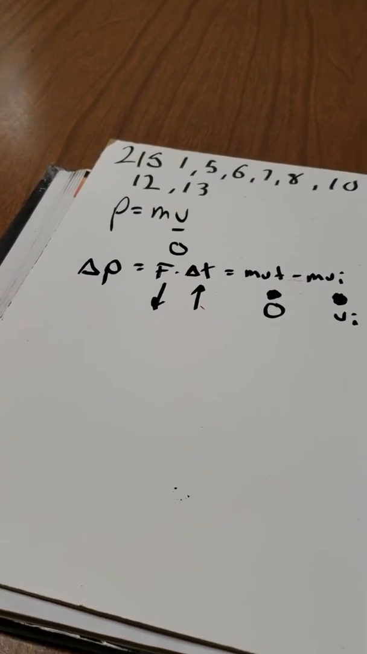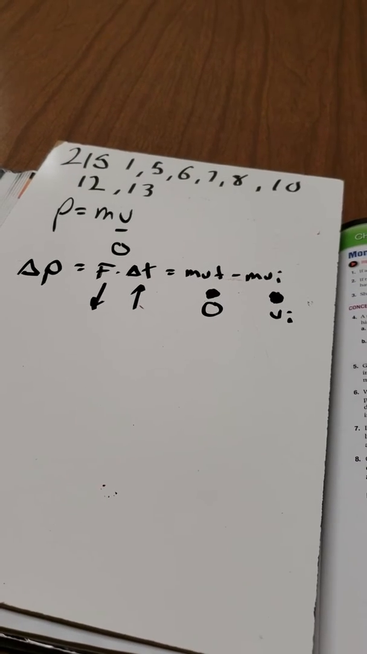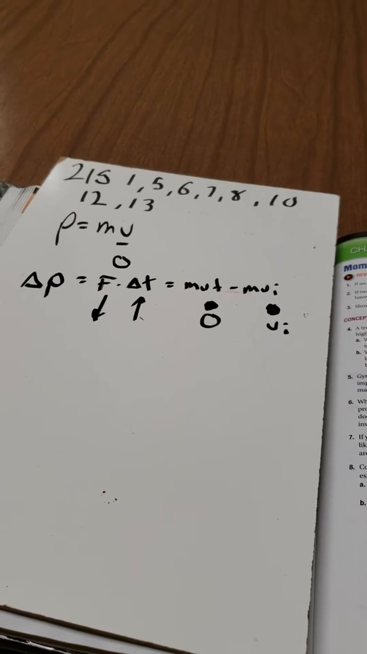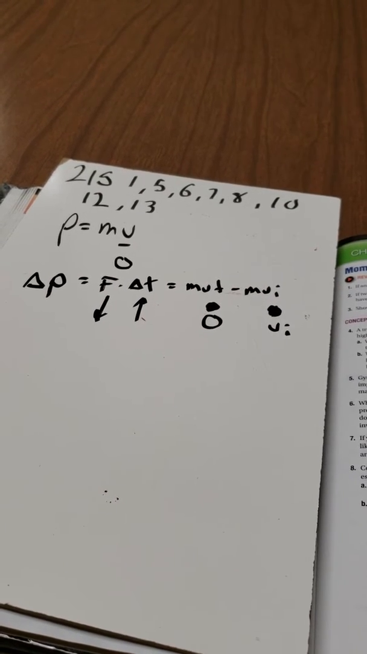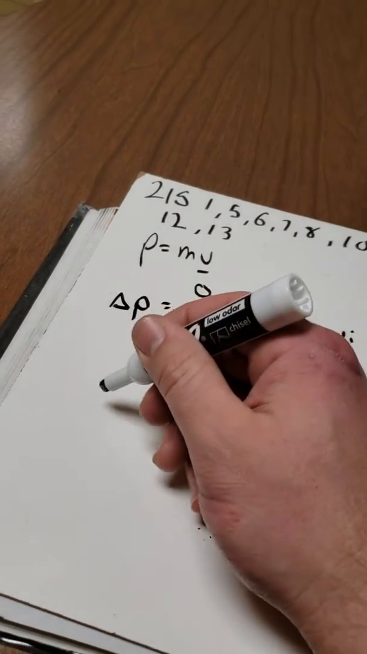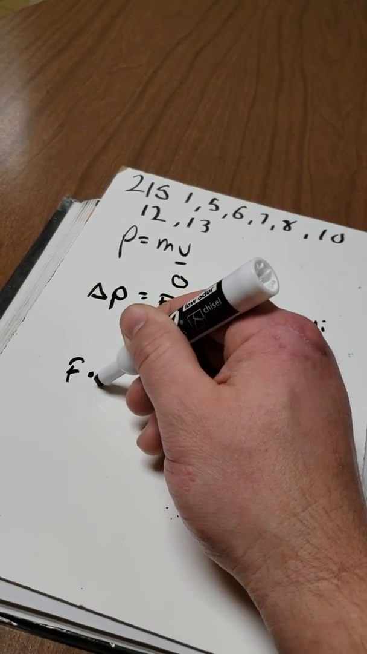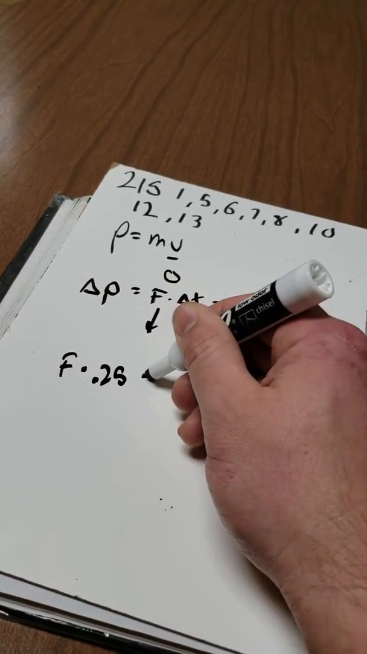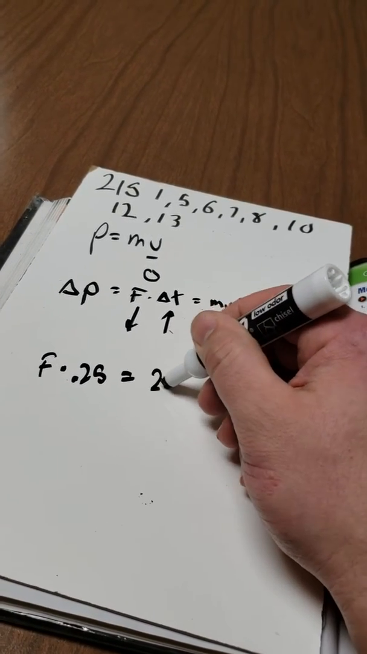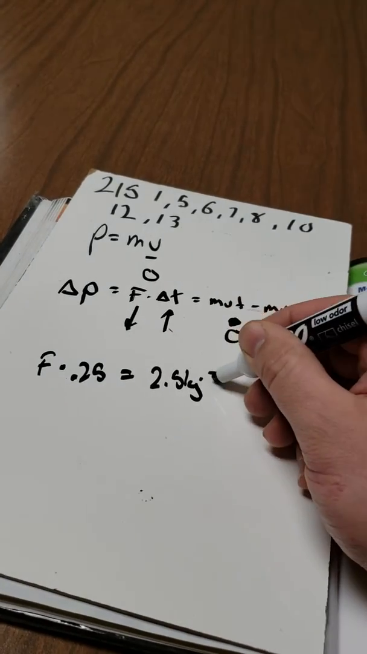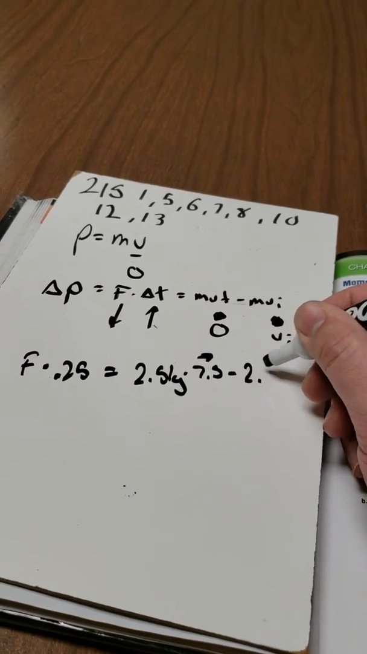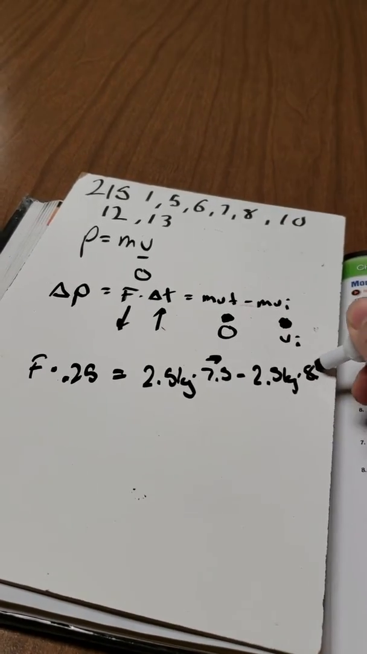And then let's do a calculation. Number 12: a 2.5 kilogram ball hits the wall at 8.5 meters per second to the left, and bounces back at 7.5 meters per second to the right. If it happens for 0.25 seconds, what's the force? So we're going to use this equation right here. The force times 0.25 equals, we'll put our mass down, our vf is 7.5 to the right. So 2.5 kilograms times 7.5 to the right, minus 2.5 kilograms times 8.5 to the left.